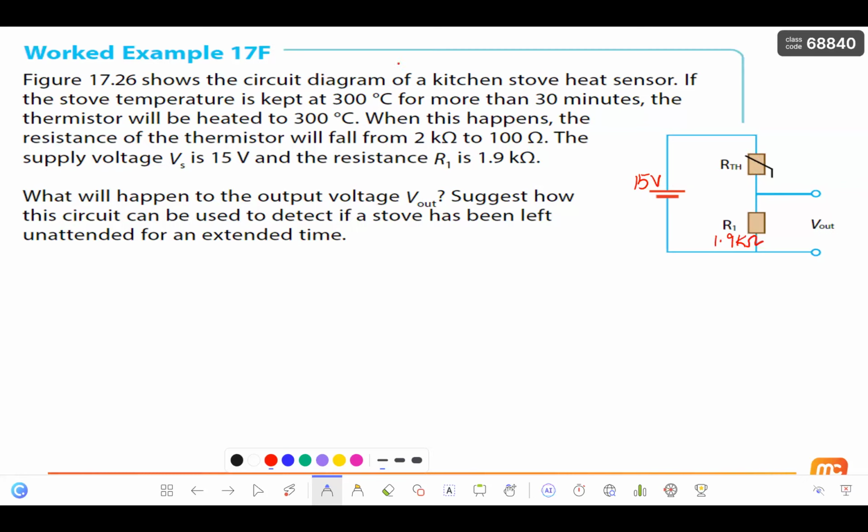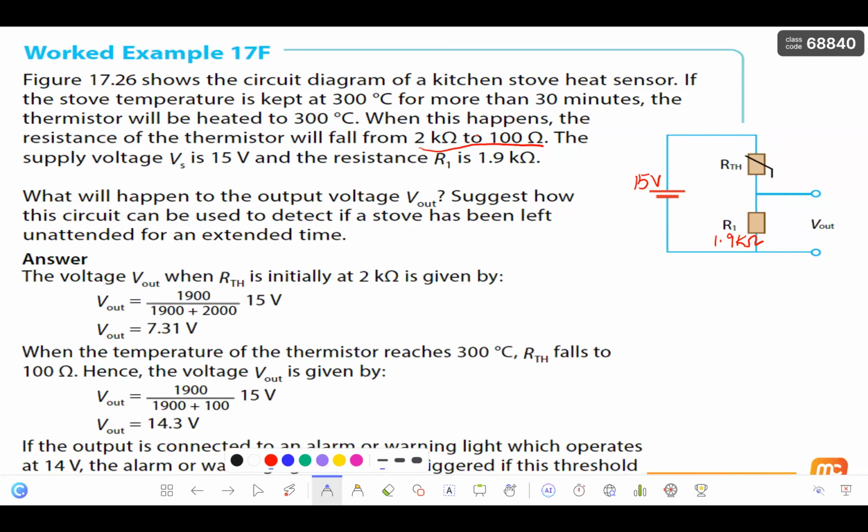What will happen to the output voltage over here? So as the temperature increases, the resistance drops over here from 2000 ohms to 100 ohms. As the resistance drops, the voltage across the thermistor will also drop. So the V out will increase. Okay, so it's as follows.